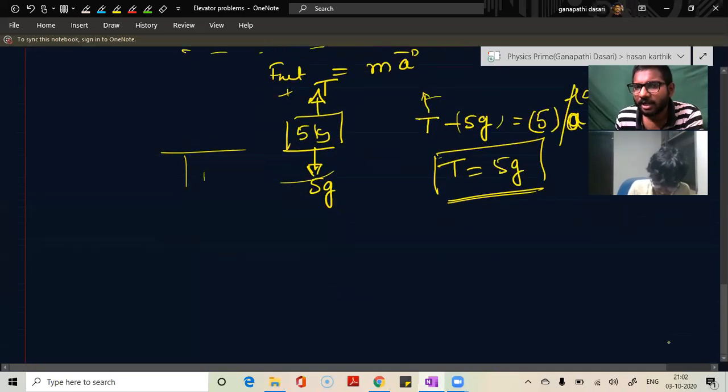If you understand these basic tension problems, you'll be able to understand pulleys also. If you understand the cut and pull method, you will understand pulley problems very easily. T is equal to 5g.